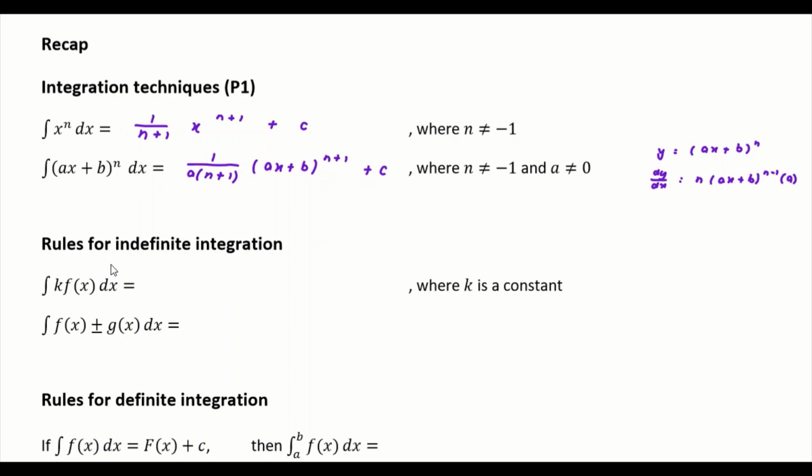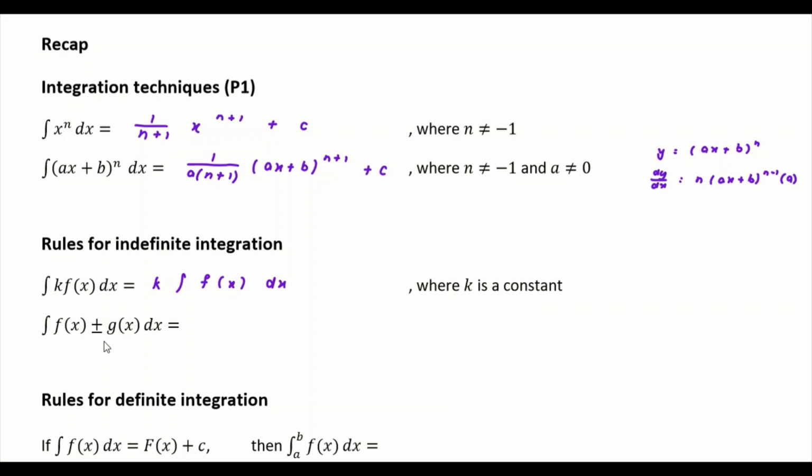After that, we also know some rules that help us simplify our integration. The first one is if we have a constant multiplied together with the function. We can take out the k, and then integrate the function with respect to x. You must make sure that your k is a constant, which means it cannot be any expression that involves any variable.